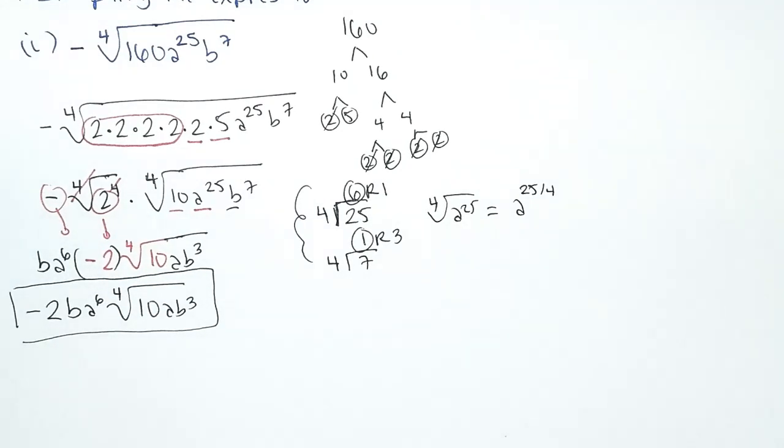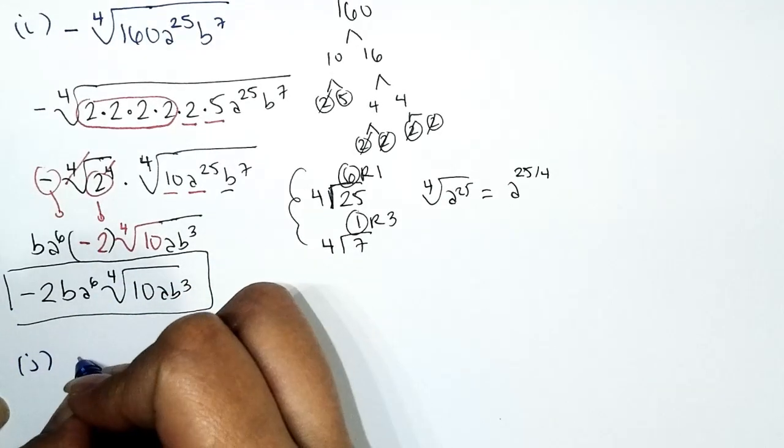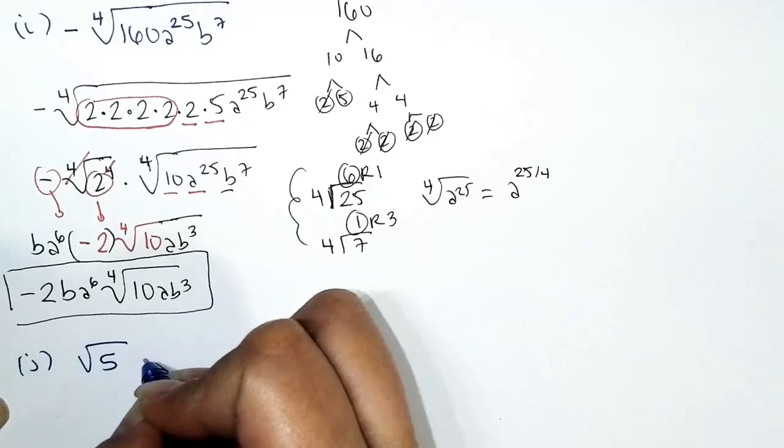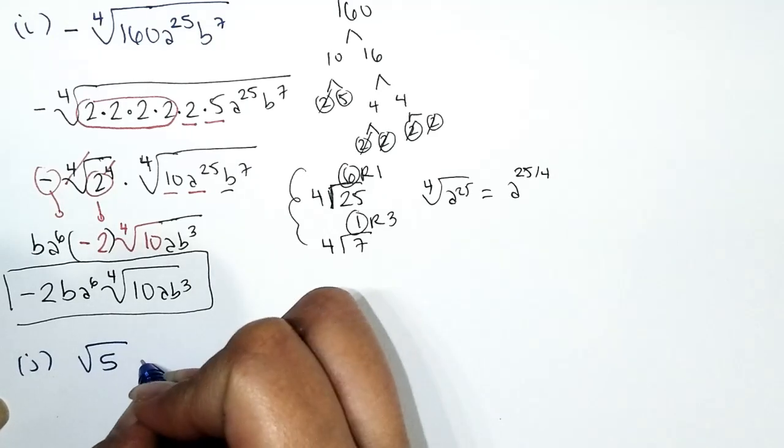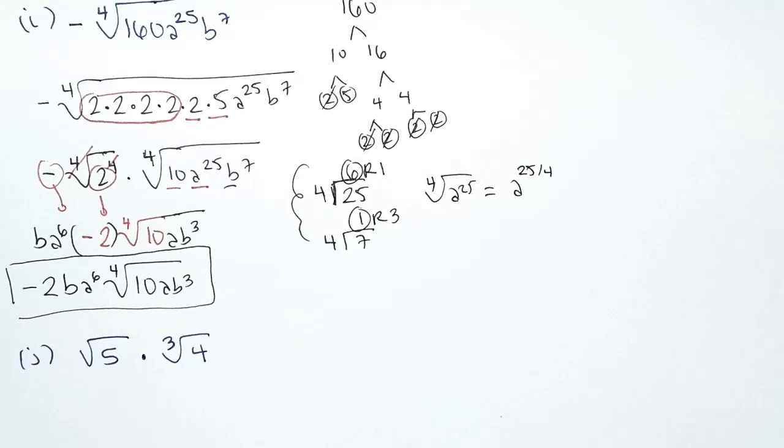Okay, guys, so we were going to do 2 more. This is the first one. We have 1 more, and then we're out. Problem J. So problem J, we have square root of 5, times cube root of 4. Square root of 5 times cube root of 4.